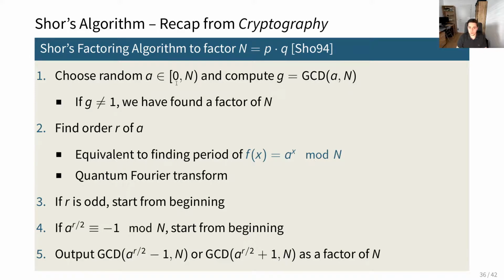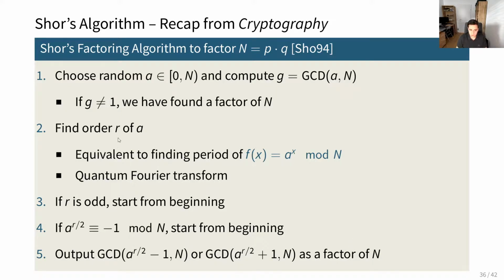We try to choose a random A, we compute the GCD, and in case this is not fulfilled, we continue. And then we need to find basically this famous R here. It turned out that if A to the power of R half is equivalent to this modulus, then we cannot use this. But if it is not the case, then we can compute GCDs, and hopefully this is then a factor of n.